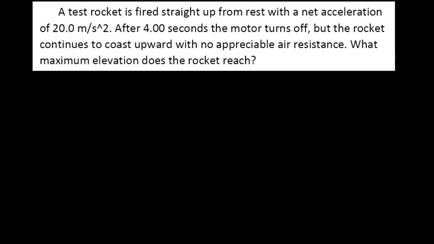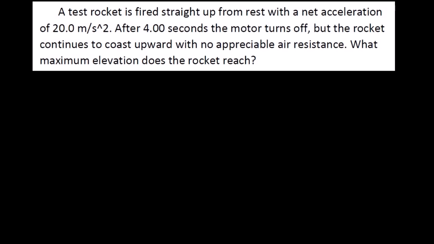As usual, we know that whenever we have practice question lesson videos, that is when we look at one of the past question papers or one of the questions based on a particular chapter that we have focused on. So today we'll be looking at this particular question. The question says a test rocket is fired straight up from rest with a net acceleration of 20.0 meters per second squared.